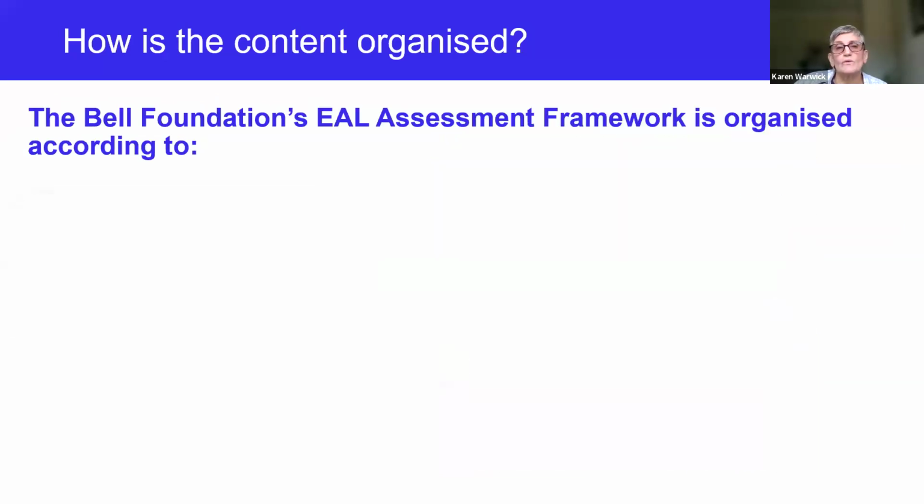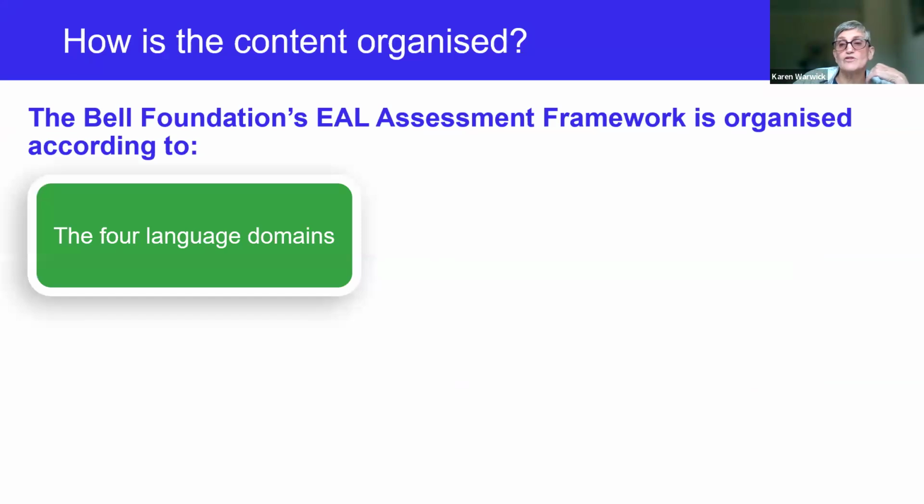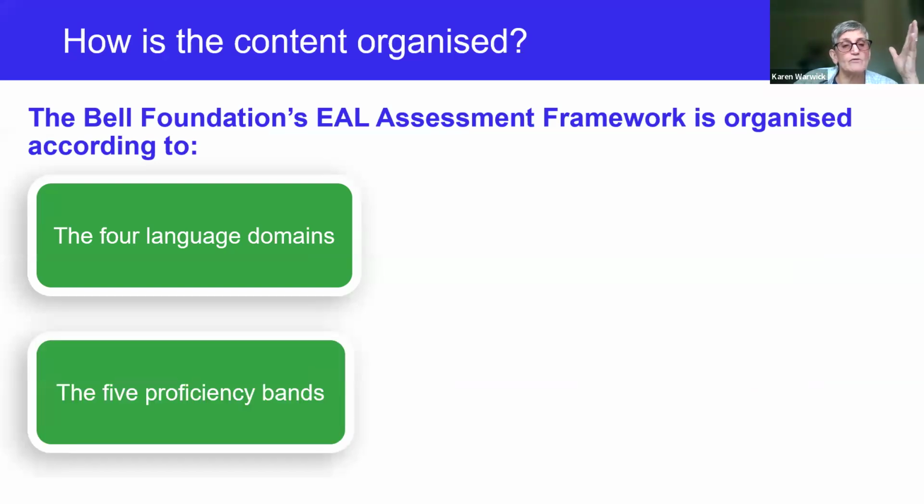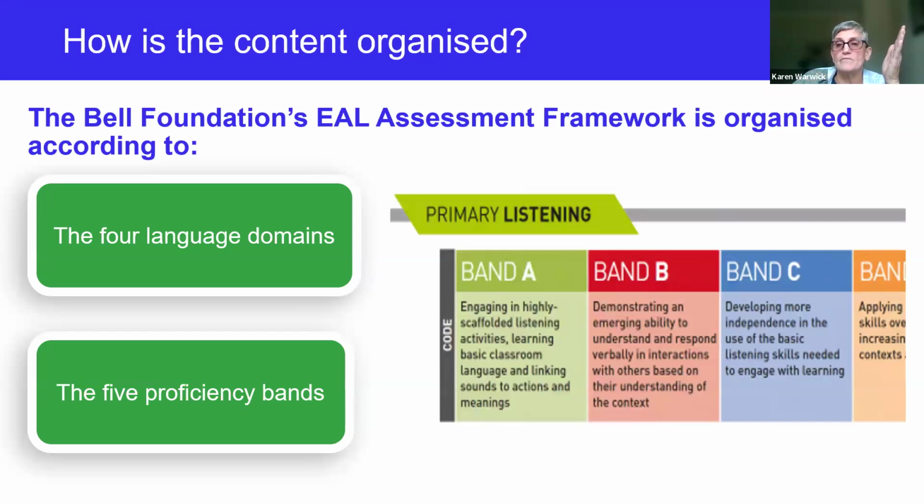Okay, so within the guidance, you are also briefly reminded about how the Bell Foundation assessment framework is organised. And you may recall, if you've seen it before, it's got 4 language domains: listening, speaking, reading and viewing, and writing, and that each language domain has got 5 proficiency bands from A to E. And you are reminded that within each proficiency band, there are overarching definitions for that band.